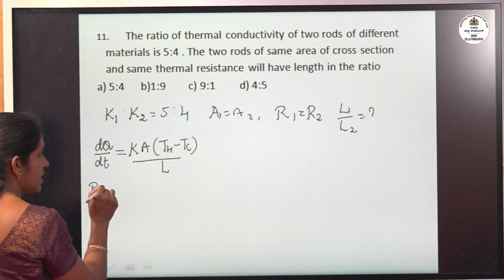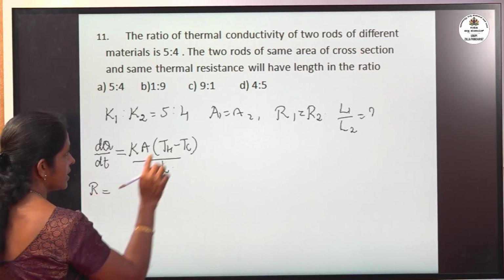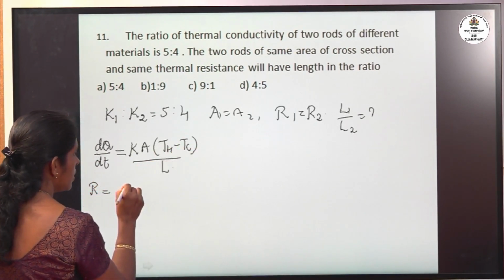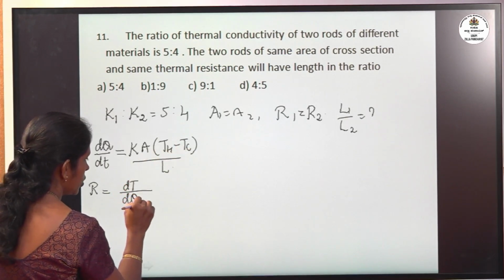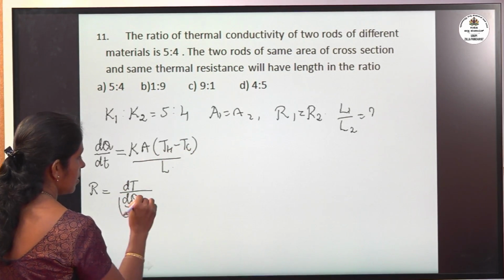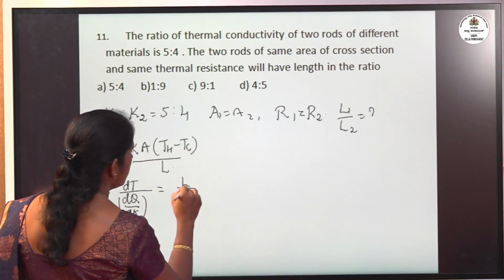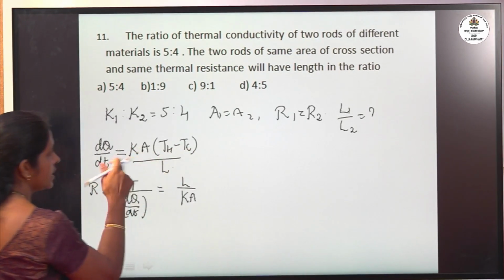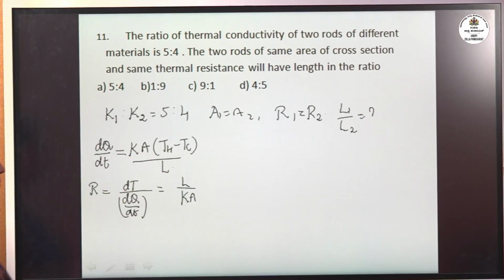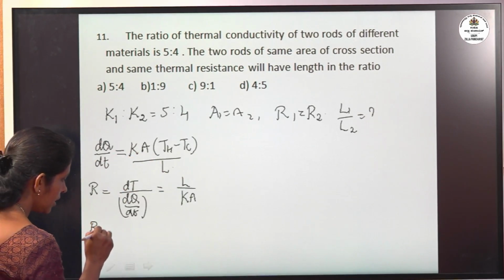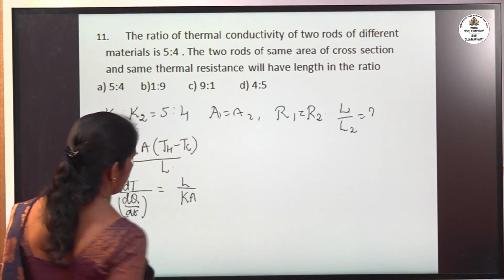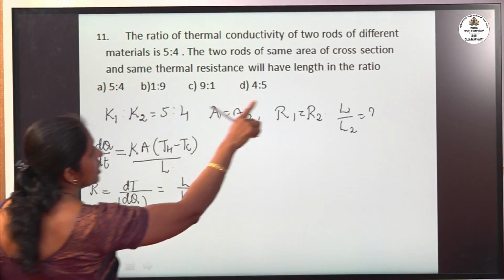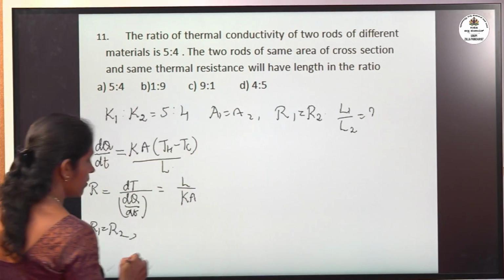Thermal resistance is defined as the ratio of the difference in temperature divided by dQ by dt, which is equal to L by KA. Here in the equation we get this as L by KA. But it is given R1 is equal to R2, so thermal resistance is the same. Area of cross section is also the same.